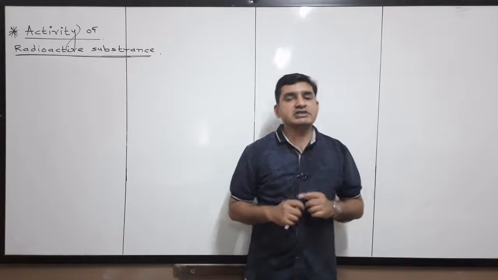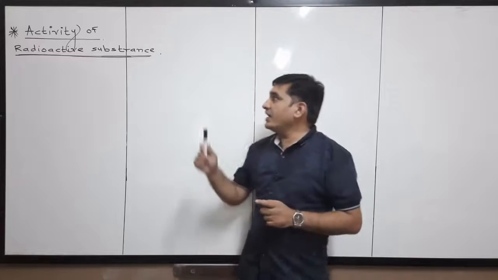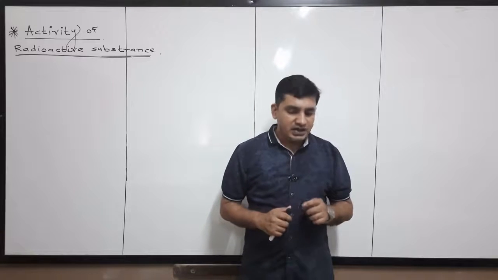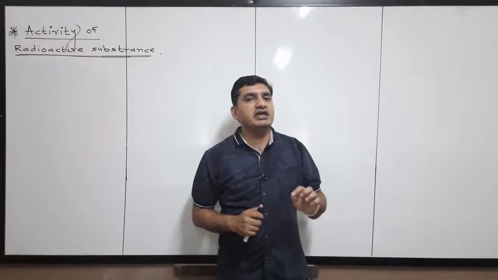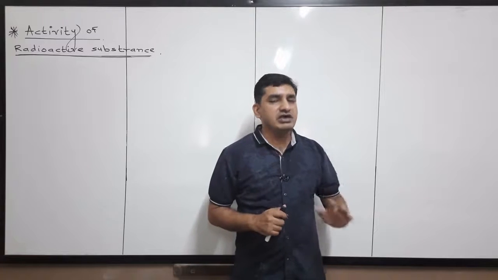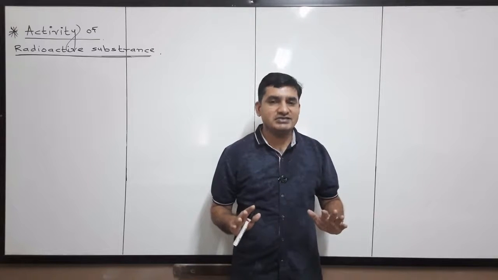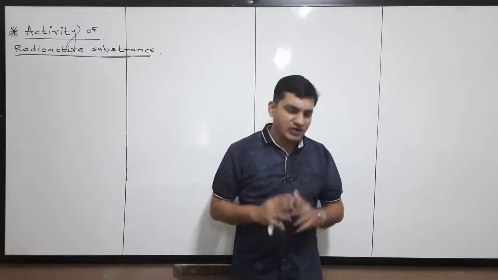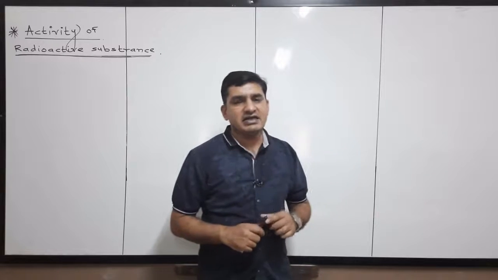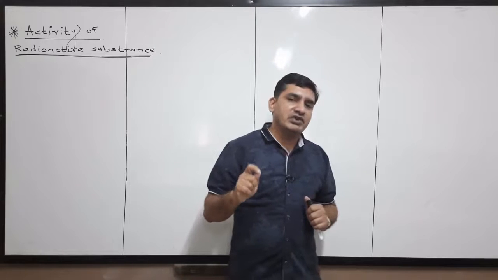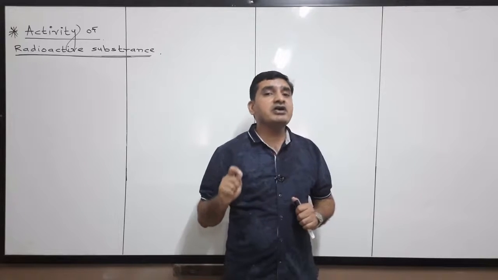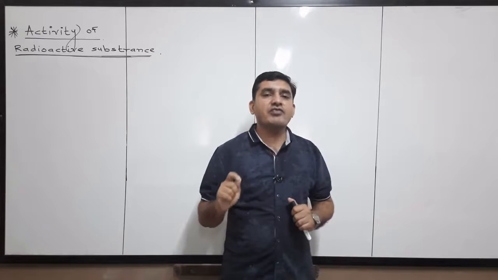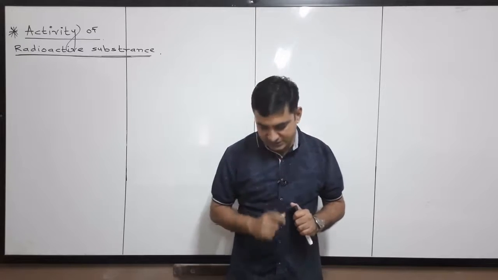Friends, in this lecture we have to see the activity of a radioactive substance. The rate of disintegration of radioactive nuclei is known as the activity of a radioactive substance. Or simply, the number of radioactive nuclei that disintegrate per unit time is known as the activity of a radioactive substance.